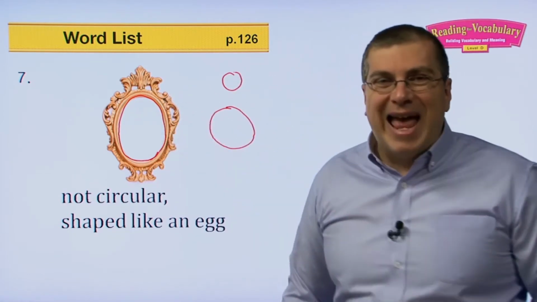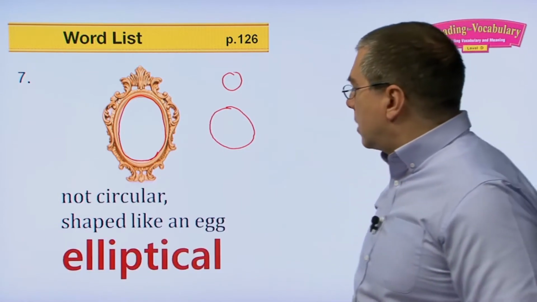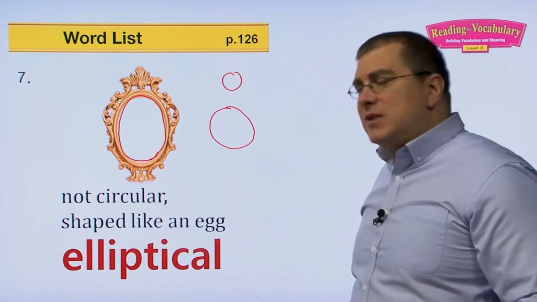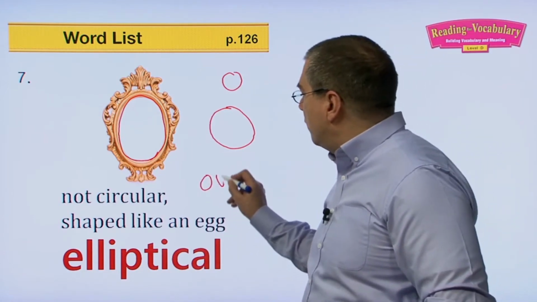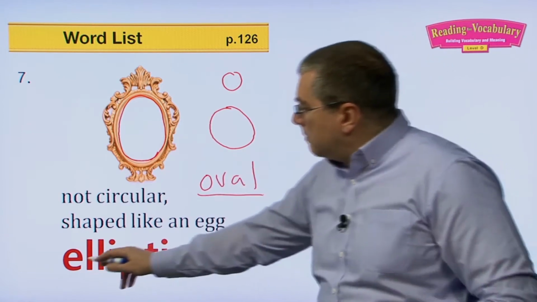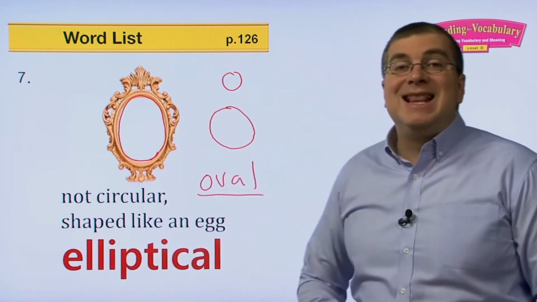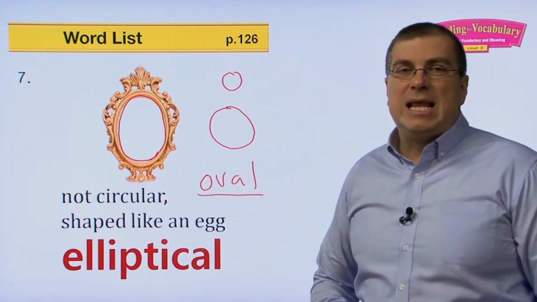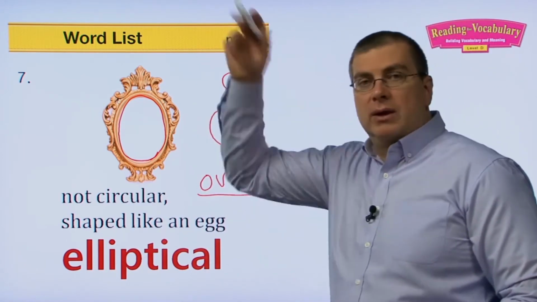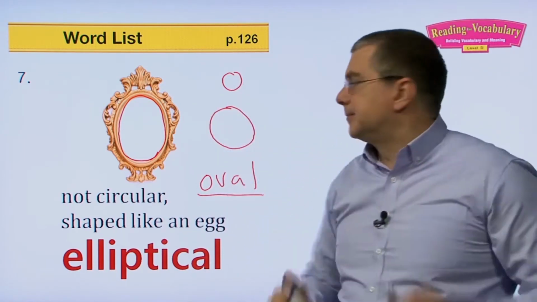This looks like an egg. So what do we call it? We call it elliptical. Now, an easier word, of course, is also oval. This would be an oval shape, but the more scientific word is elliptical. Elliptical shape is like an oval. It's not a perfect circle.